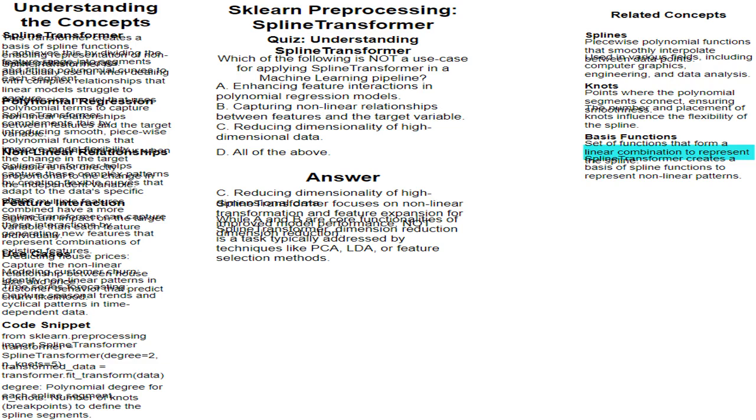Set of functions that form a linear combination to represent the spline. Basis functions are a set of functions that can be combined linearly to create any function in a given function space. Spline transformer creates a basis of spline functions to represent nonlinear patterns in data. These basis functions are used to create a flexible representation of the data, capturing the nonlinear relationships between variables. The choice of basis functions is crucial for the performance of the transformer.